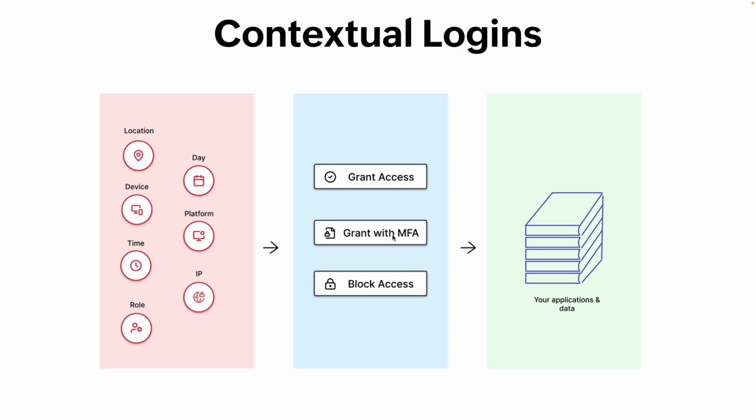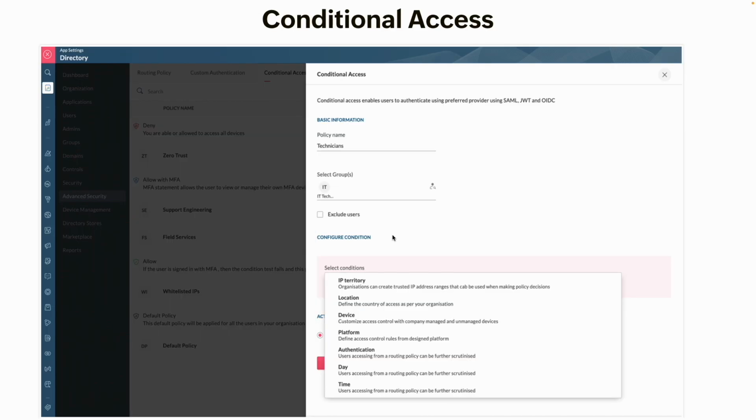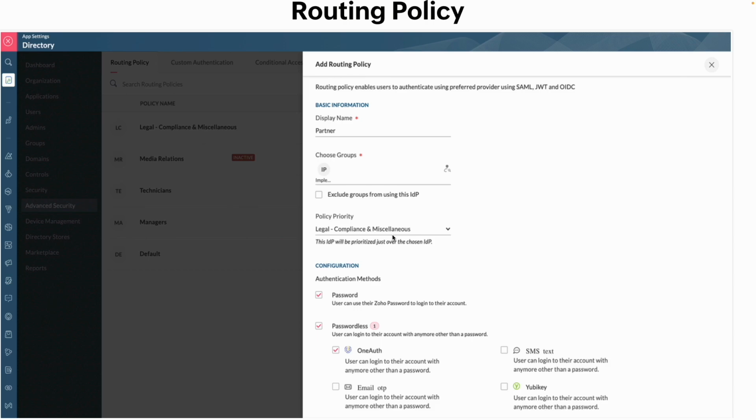Similarly, we have multiple different conditions here. I think someone asked me yesterday, I do not want my users to log in beyond a particular time. I want them to be locked out of the session. We have a lot more. These are the contextual logins that are typically available as part of Zoho One. And we also talked about a routing policy, which defines what sort of authentication mode must be used by your employees. Now, if you want to enforce passwordless login for your employees, then this is the place to do it.